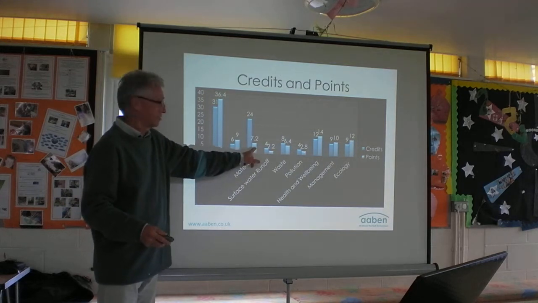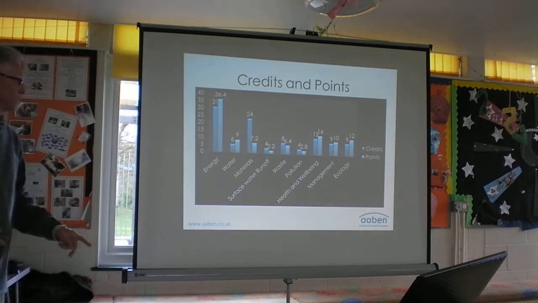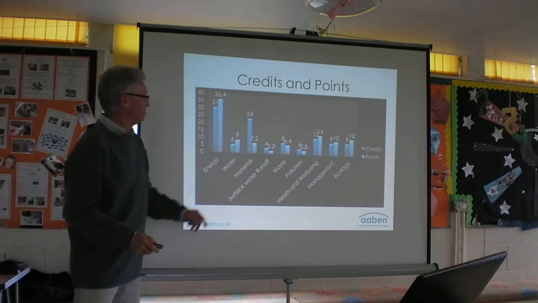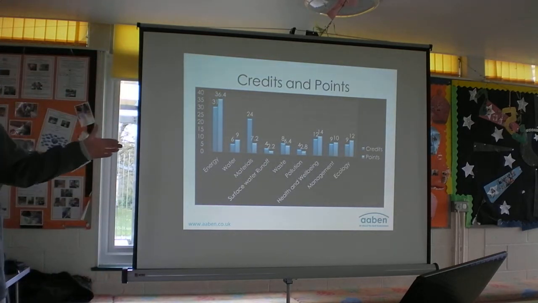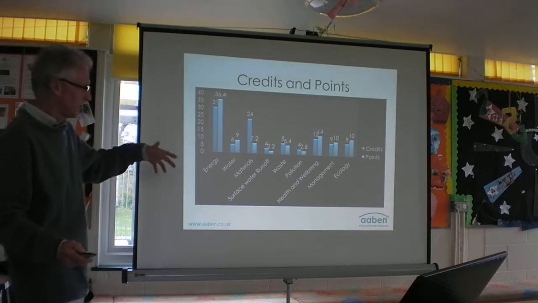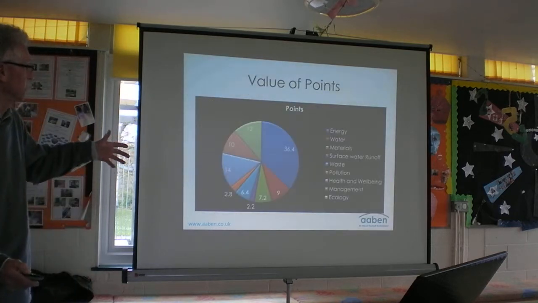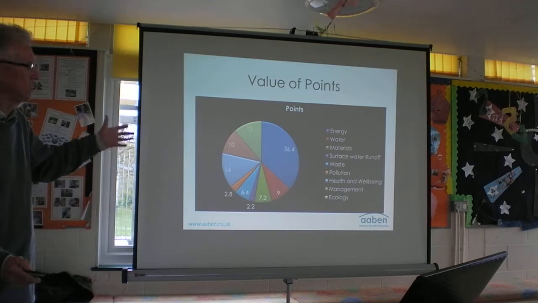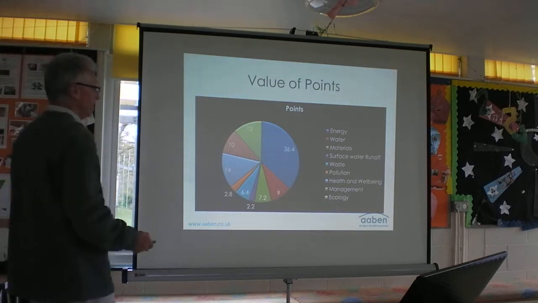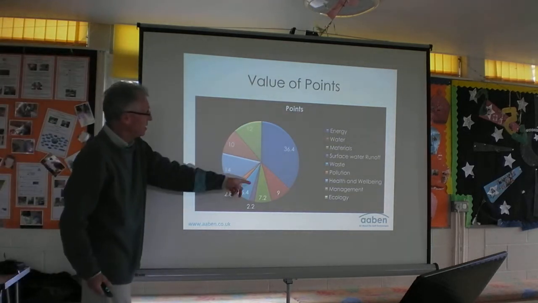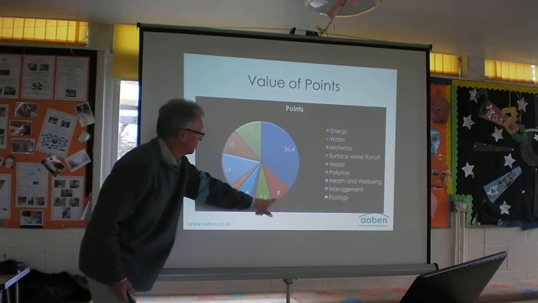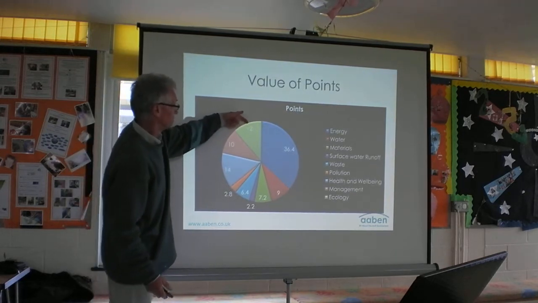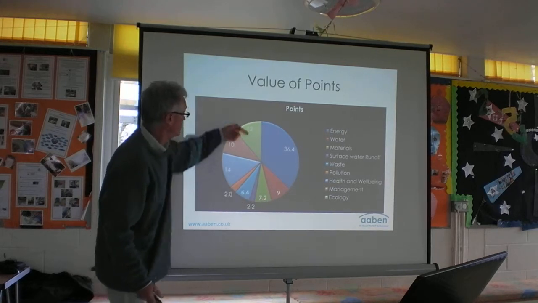So what we should be comparing is the light blue score. Yeah, the light blues are the points scores. Sorry, I've lifted this from a presentation I do on Code, which is slightly more detailed. But here's the value. This is what you're really looking at. This is your Code cake. So here's energy. Here's water. Materials here. This is ecology.